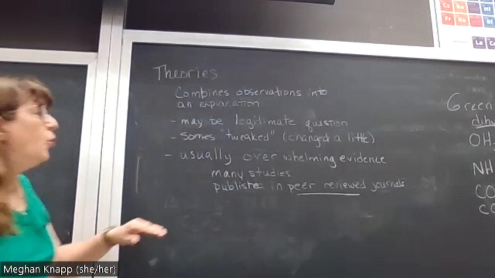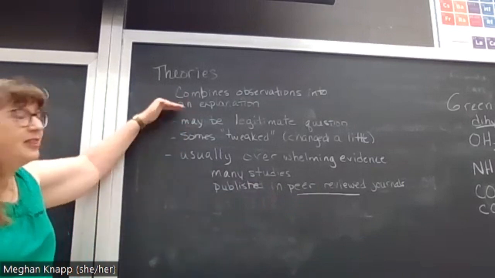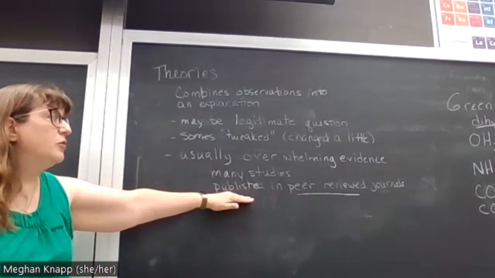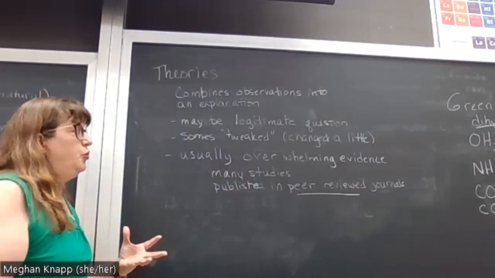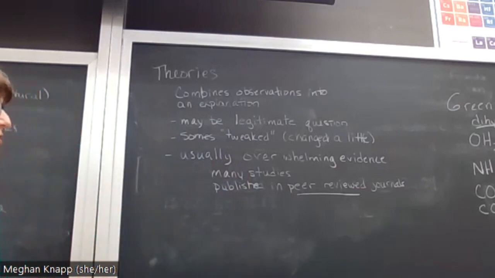And so in order for that to be considered in a theory, we have to have peer-reviewed journals and lots of studies, not just one. It has to be like a whole bunch of people came to the same conclusions, and I draw all of these observations together in order to get this theory.